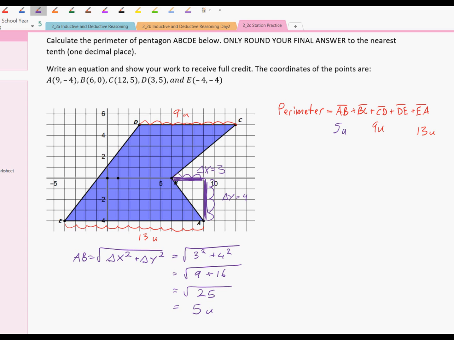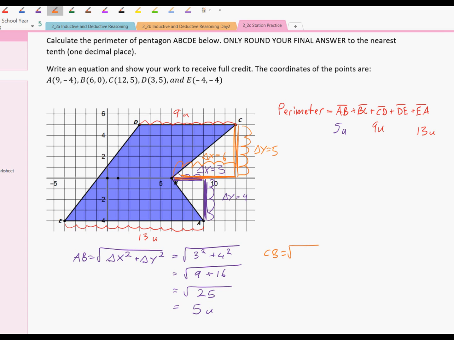Alright, BC, I have to do the same thing. I'll just do it this way. So I have, this is how wide it is, and this is how tall it is. So let's count. 1, 2, 3, 4, 5. So my change in Y is equal to 5 here, and my change in X, 1, 2, 3, 4, 5, 6. So my change in X is equal to 6.